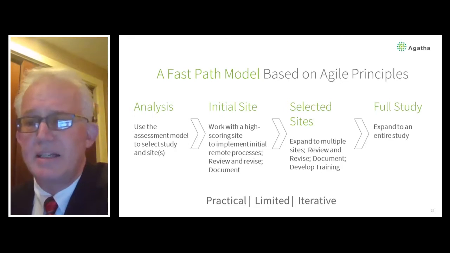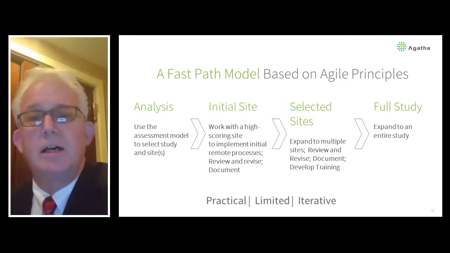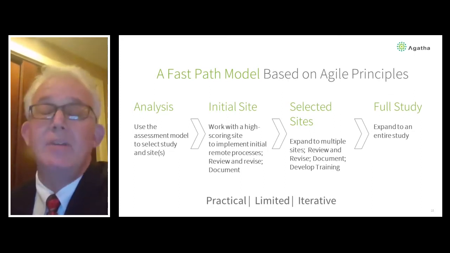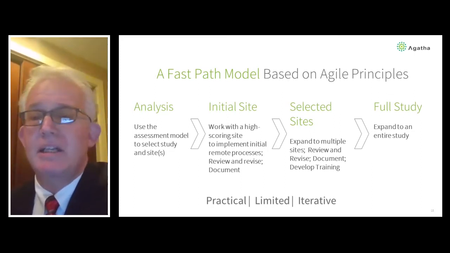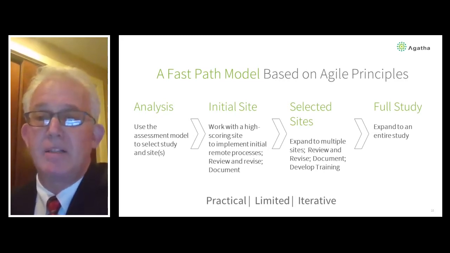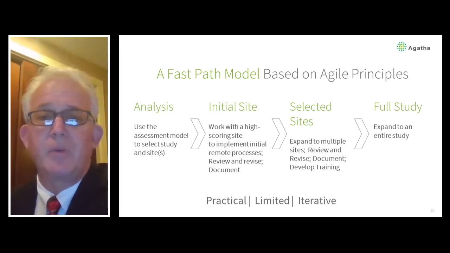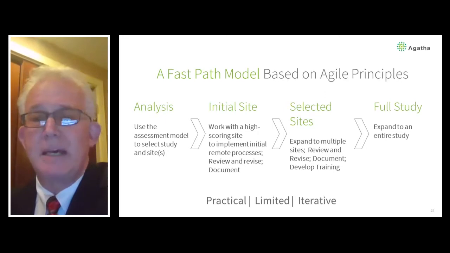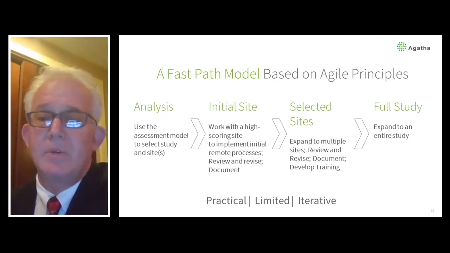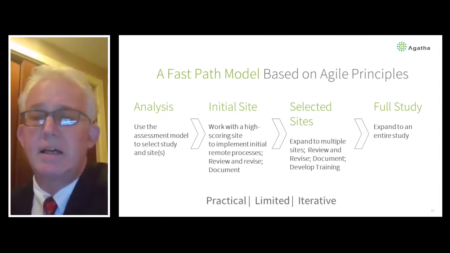I'm going to finish with this idea of a fast path model to migrate into remote monitoring. And it's basically an iterative model based on the agile methodology where you'll do something, do it again, do it again, do it again, each time incrementally larger. So of course there's the analysis using the model I just mentioned, but then through 3 iterations, starting with an initial site after scoring, remediating, taking careful notes on what worked, then repeating it with a smaller group of selected sites. Again, taking note of what worked, building the tools, and then the full study. So it's an iterative model that will get you there.